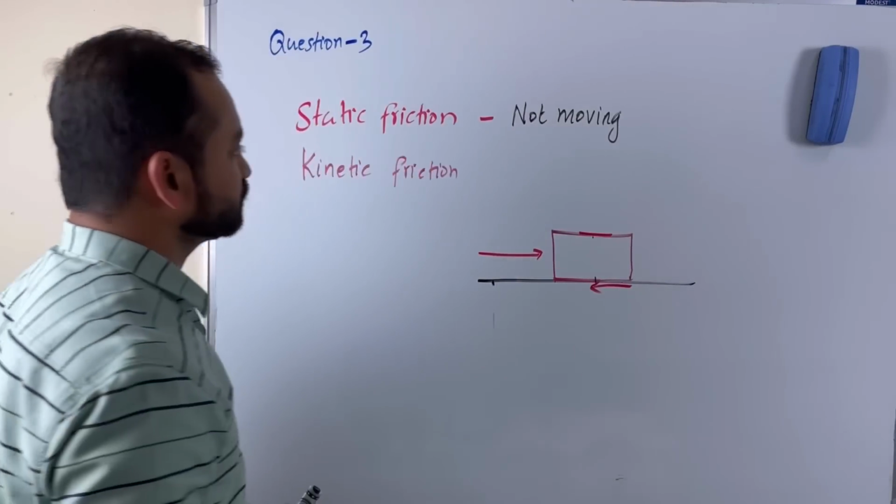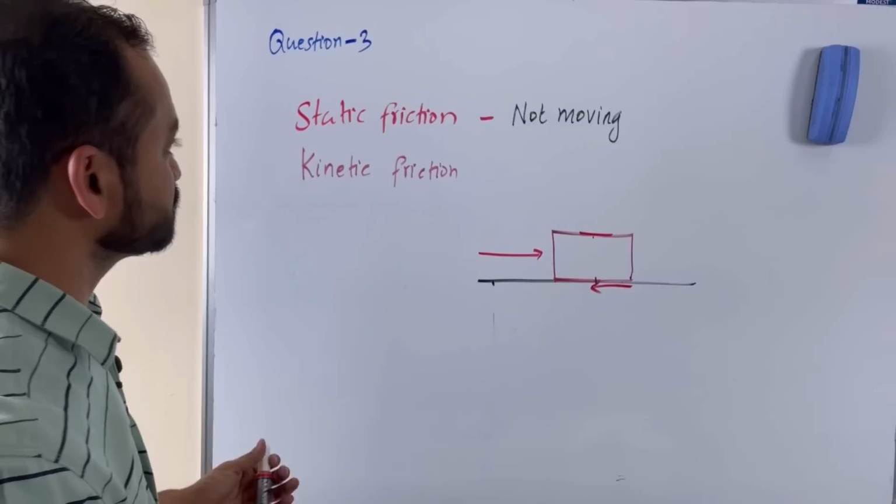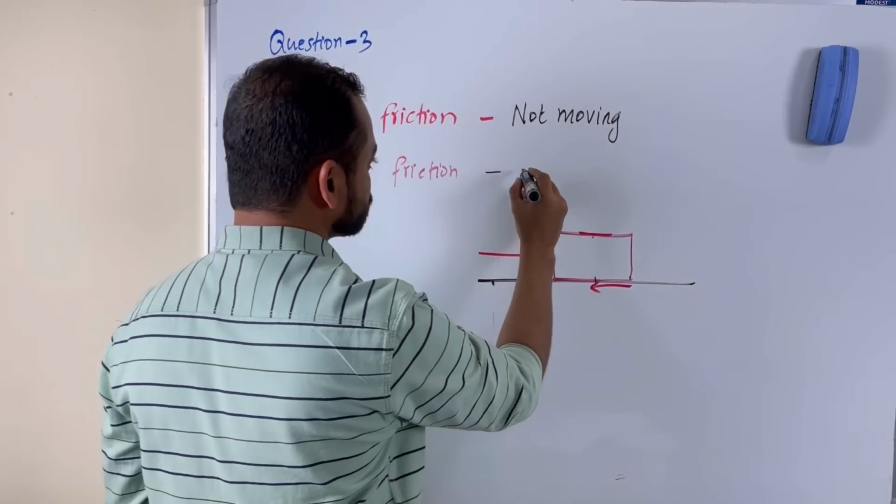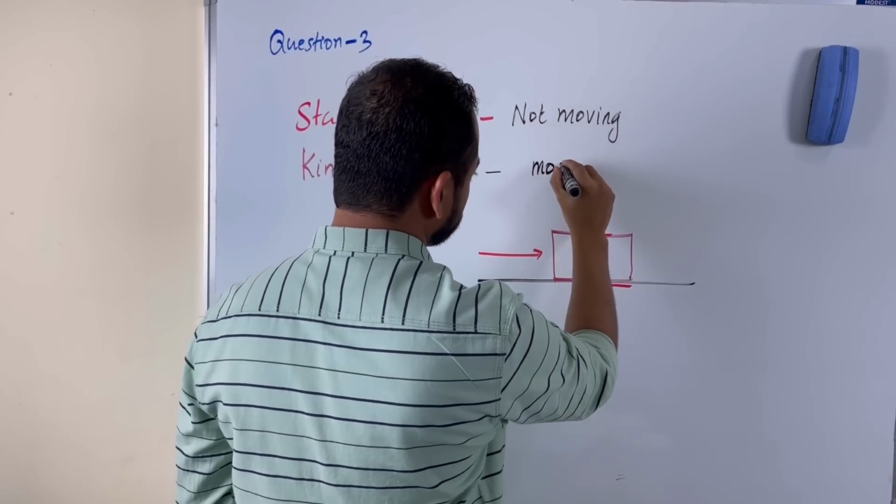So what is the meaning of kinetic friction? Kinetic friction is acting when the object is moving, when the object is in motion.